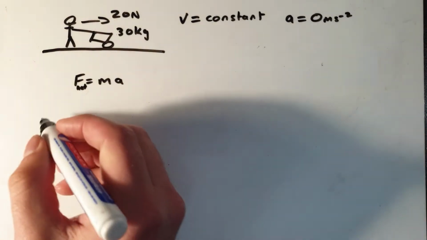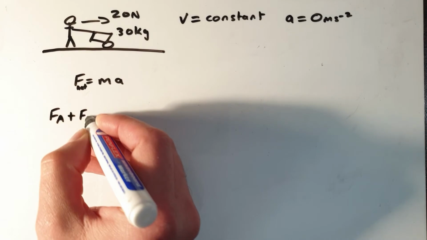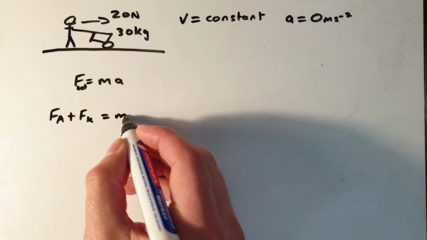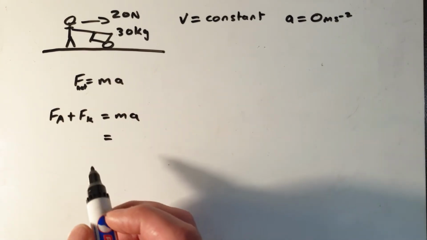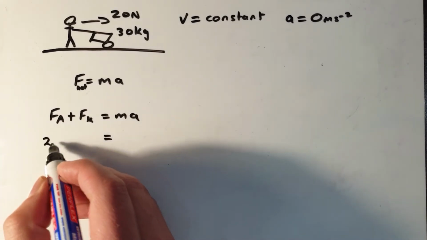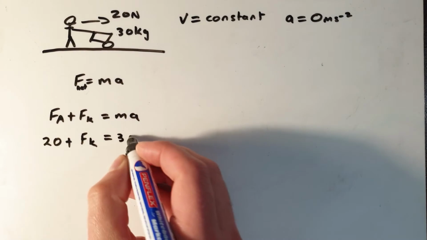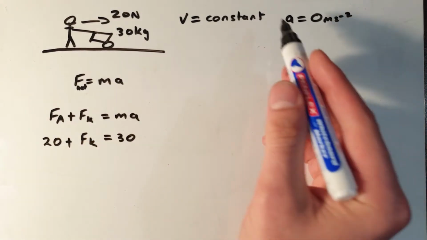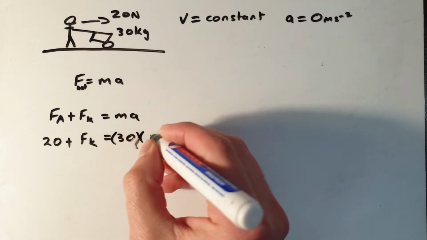Now, if we separate our F net out, that means that we'll have our force applied plus that frictional force will lead us to a situation where our acceleration is equal to 0. So let's look at this. We know that that frictional force should be a negative, and so if we get that out at the end, we'll know that we've done something correct. So 20 newtons is the force being applied, plus our frictional force is equal to our mass of 30 kilograms times the acceleration. Now, because it was at a constant velocity, we know acceleration needs to be 0. Therefore, it's 30 times 0.